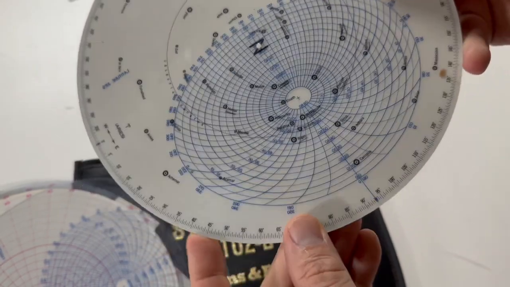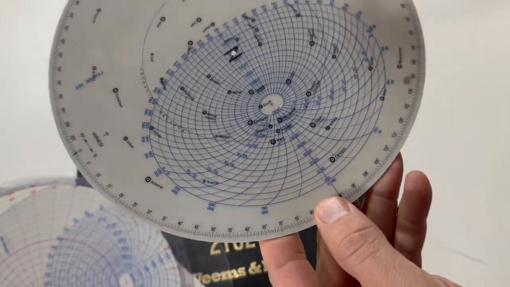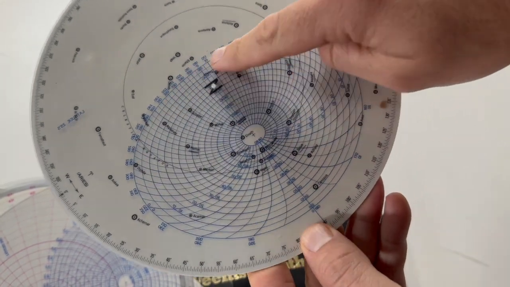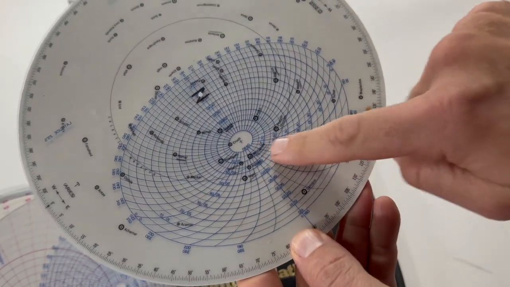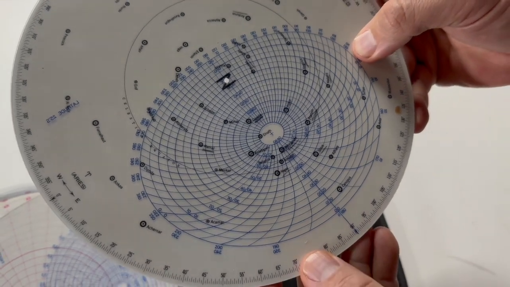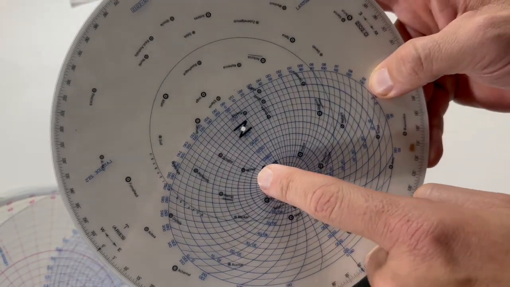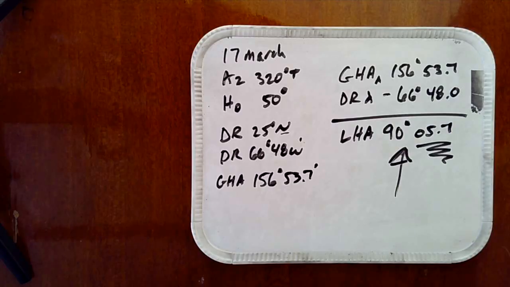Once you spin the Star Finder to an LHA of Aries of 90 degrees, you can then search the Star Finder for an altitude of 50 and an azimuth of 320, and you're going to see that Mirfak is the closest star in this case. So the Star Finder is a great tool for you to practice with and identify unknown objects, or pre-identify objects that might be helpful for you to sight if you're in an unfamiliar part of the ocean or the unfamiliar part of the sky.